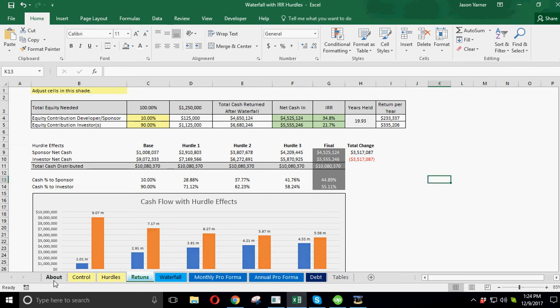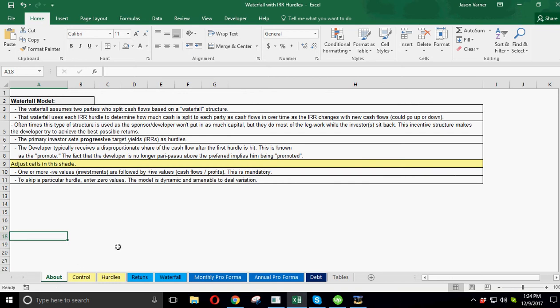So, if we want to start at the beginning, what a waterfall does is you've got an agreement between usually two different parties. It could be more, but basically it says you're going to split the cash flows differently over time based on what the internal rate of return is of the project over time, which obviously changes every new month where you have more cash flow.